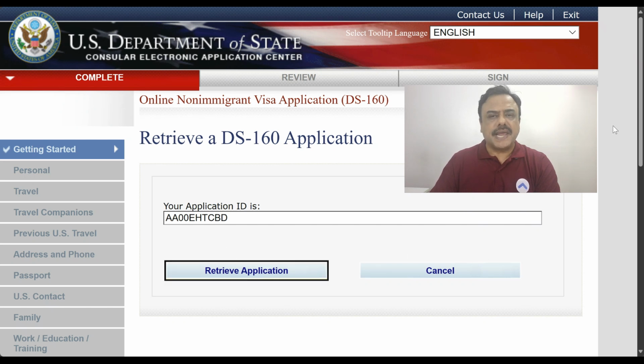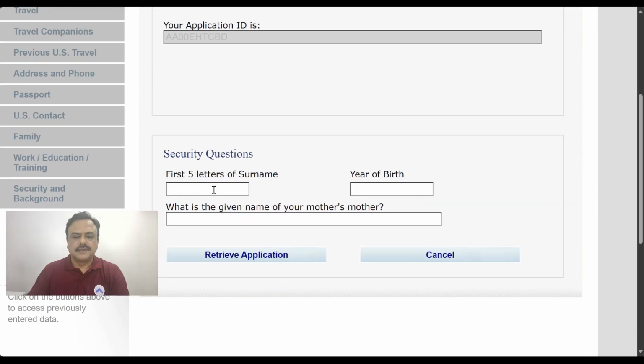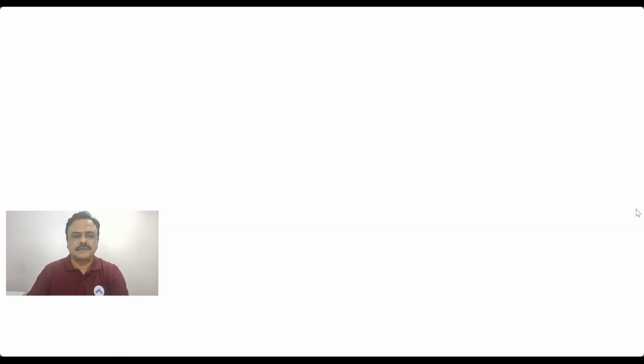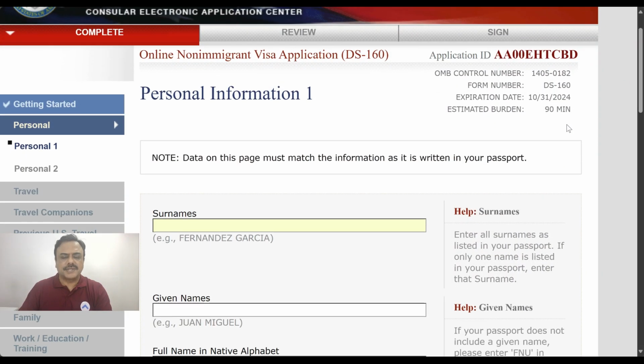Now this application has been created. I'm going to retrieve that. There is additional information that the system will ask for. These are additional elements in the security question, so see to it that you are filling this up carefully. Now comes the stage where I am required to start filling in various information.